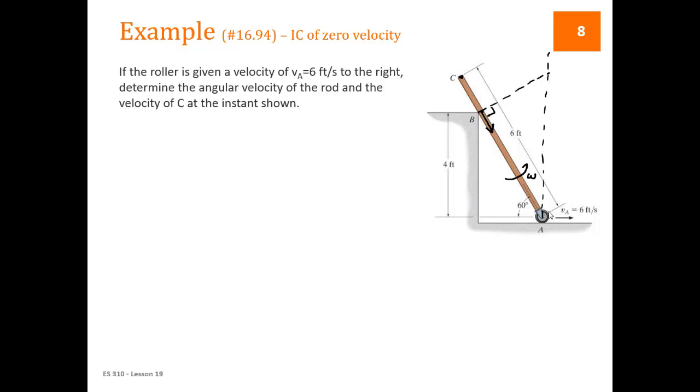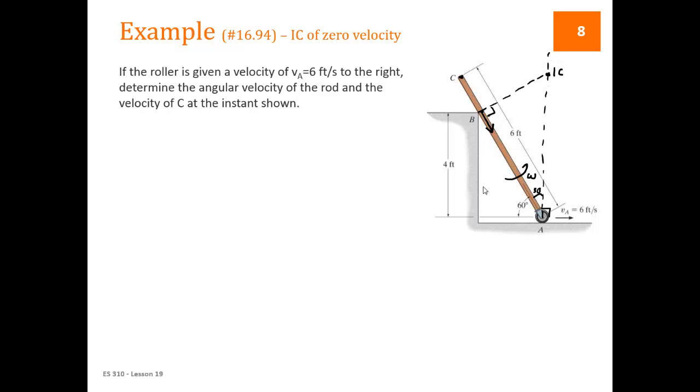So these are perpendicular in both cases. If this is 60 degrees, then this angle in here is 30 degrees. And so then the question is, can we figure out where this point where they intersect, the IC, is?